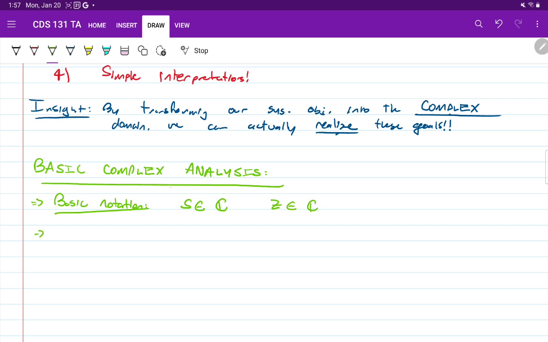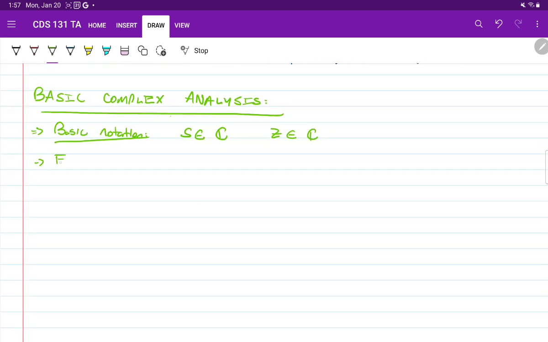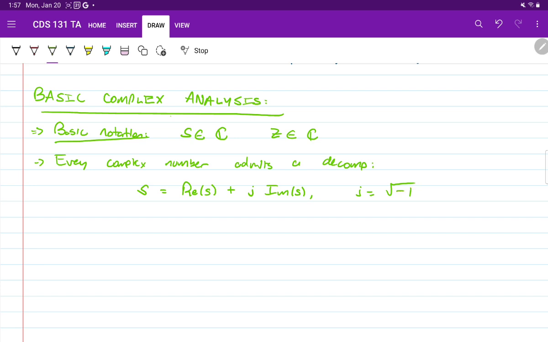All right? So there's a nice fact, which is every complex number admits decomposition into a real and an imaginary part. Okay? So if we take s in C, then we could split s up as the real part of s plus j times the imaginary part of s, where j equals the square root of minus 1.